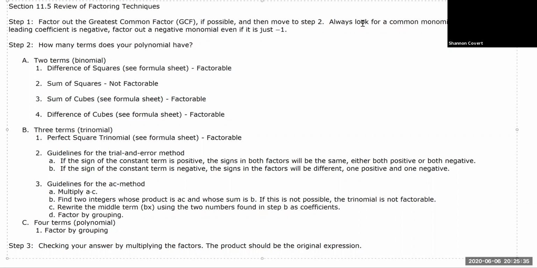So the first type you should be looking for is a binomial. So that has two terms. And there are four types of binomials.